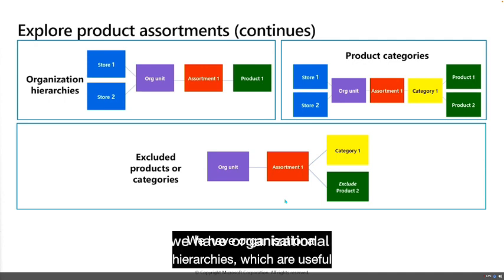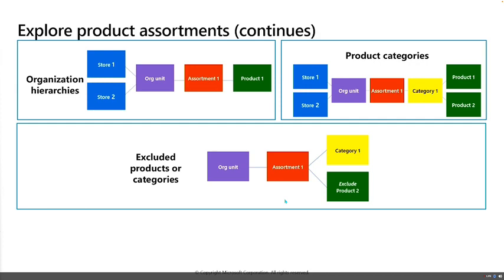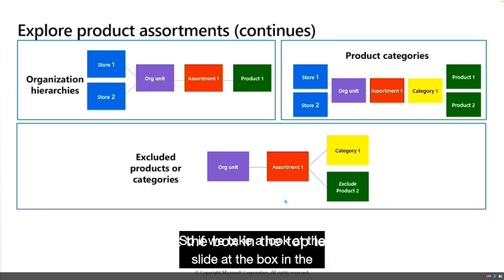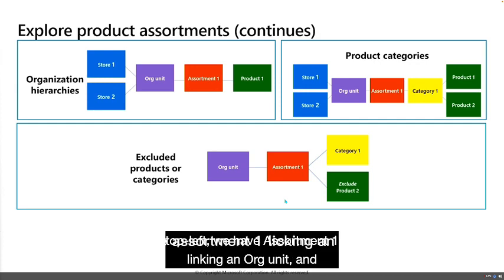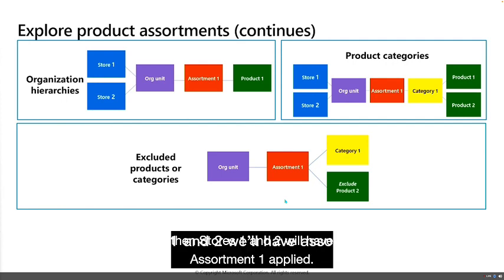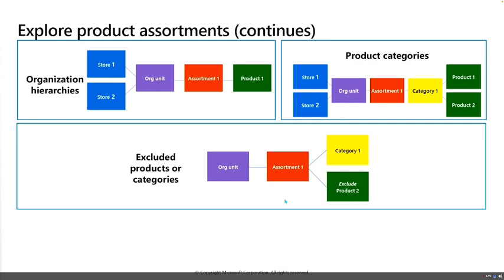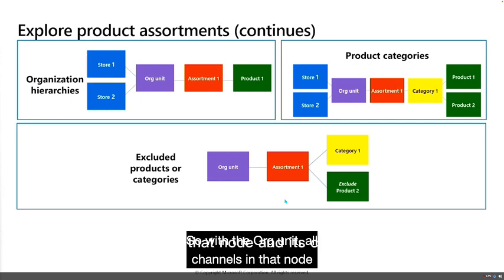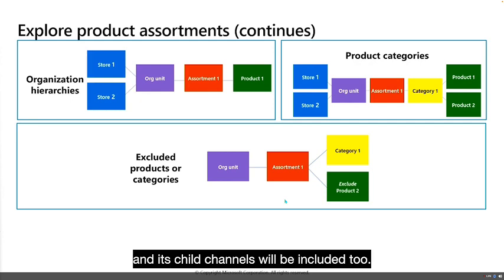We have organisational hierarchies, which are useful if you want the product assortment to be shared by all channels in a particular organisational unit. So if we take a look at the slide at the box in the top left, we have assortment 1 linking an org unit, and then stores 1 and 2 will have assortment 1 applied. So with the org unit, all channels in that node and its child channels will be included too.